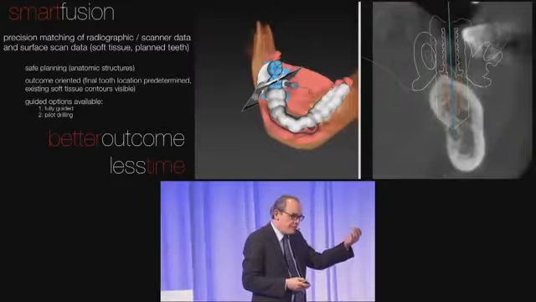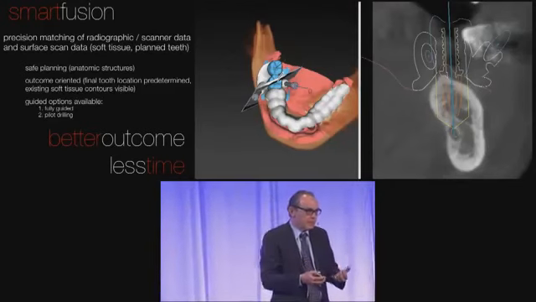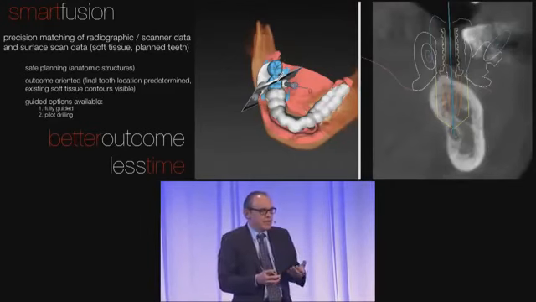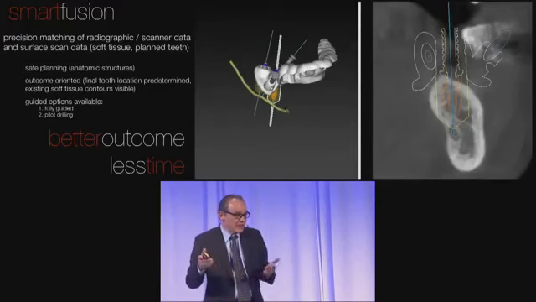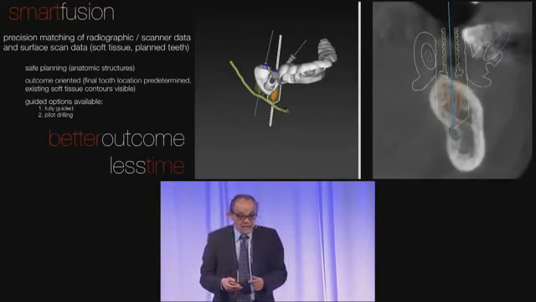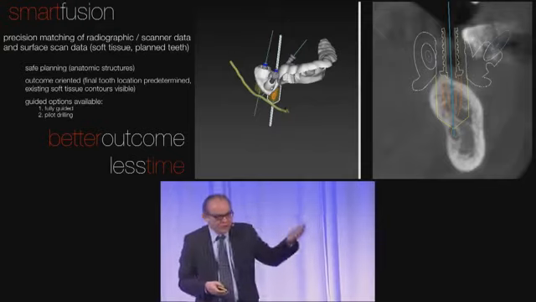So what we have now is a better outcome because it's planned, it's deliberate, and surgical time is significantly shorter. The software merges them automatically, and once you have this outline, an experienced doctor can plan an implant. It probably takes me 2 minutes per implant.